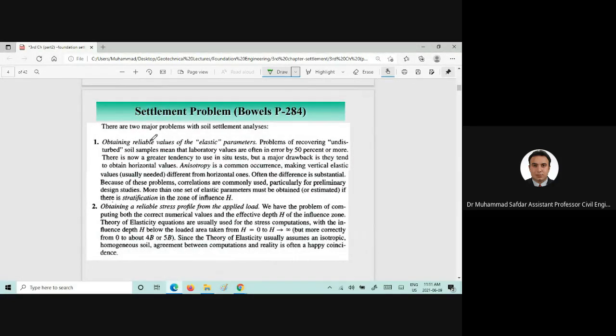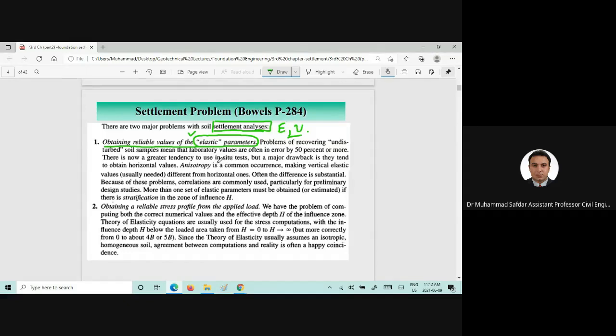Now we discussed in our previous lecture that in settlement analysis there are two major problems. One problem is that we need to obtain reliable values of elastic parameters. Elastic parameters are the modulus of elasticity and the Poisson ratio. What are the uncertainties which are causing the error in estimating the elastic parameters?